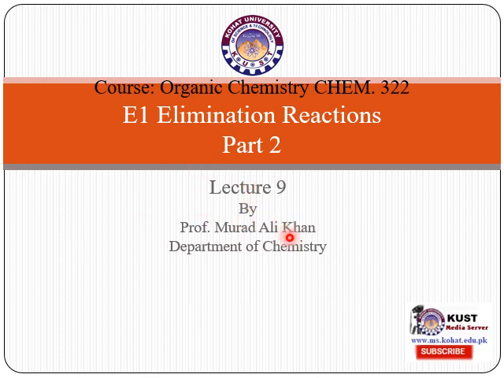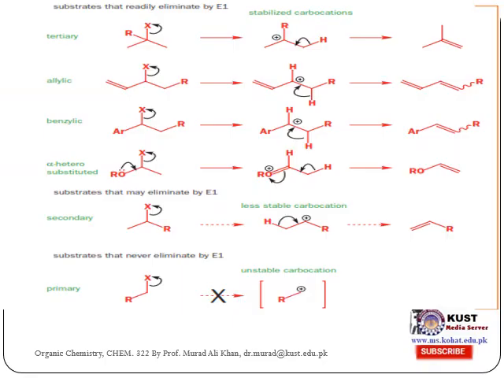So now to continue: the orientation, the possibility of different products, and the conditions which favor the E1 elimination reaction. These are some examples of the E1 reaction. Here, these are the compounds which will undergo only E1 elimination reactions.